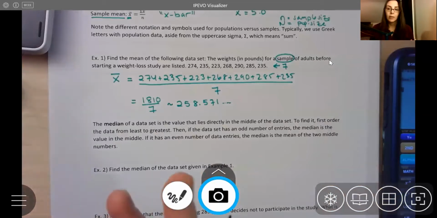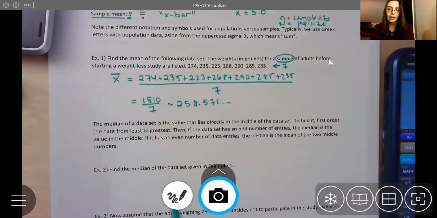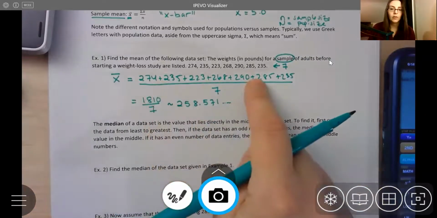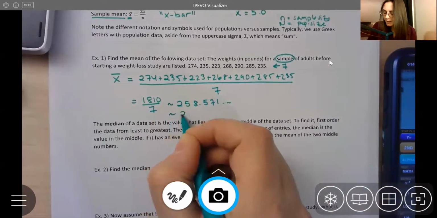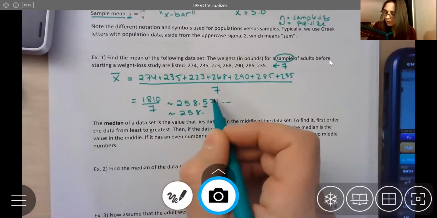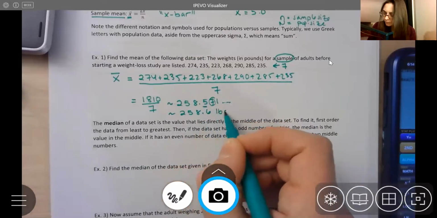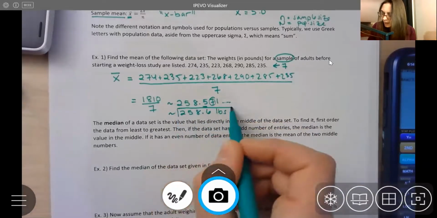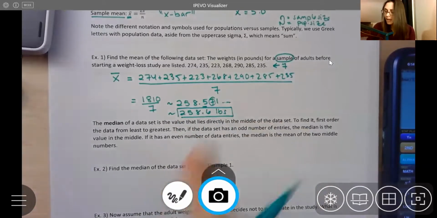Now, when we're rounding, my math lab will often tell you how to round. A good rule of thumb in the real world is that we use one decimal place more than the data given. So if I have whole numbers for my data, I typically would use one decimal place instead of just whole numbers. So I'm going to round to 1 decimal place. The next number is a 7, so it's going to bump that 5 up to 6. So the mean here is about 258.6 pounds.